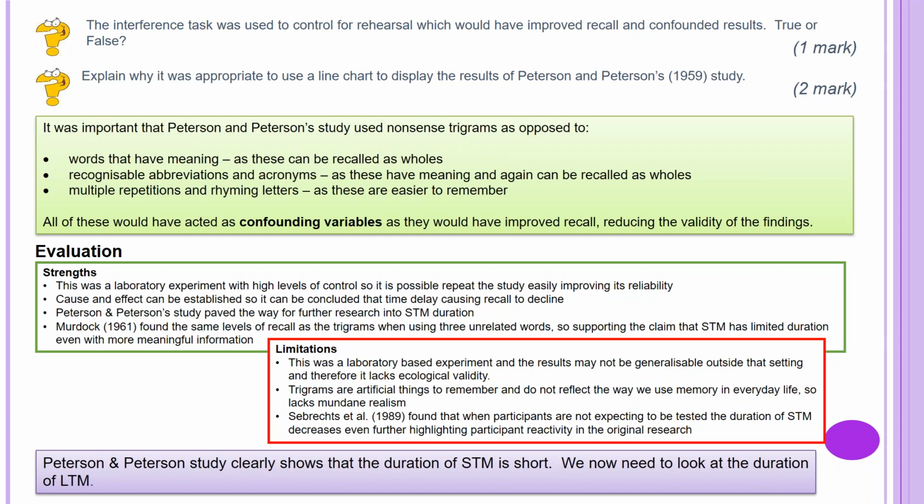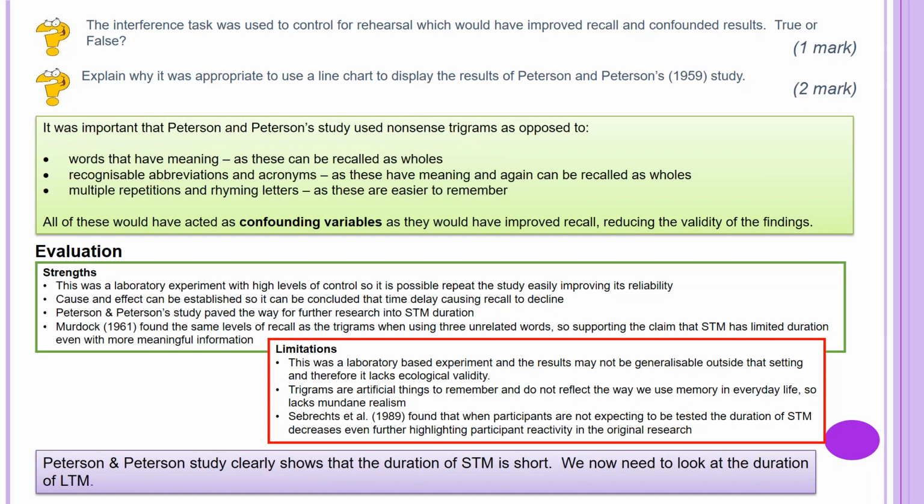Okay, by way of evaluation, and again in the exam, you could be asked to outline one study into the duration, or discuss one study into the duration. So you'd need to outline Peterson and Peterson's research and then evaluate. So strengths, this was a laboratory experiment with high levels of control, so it's possible to repeat the study easily, improving its reliability. Cause and effect can be established, so it can be concluded that time delay causes recall to decline.